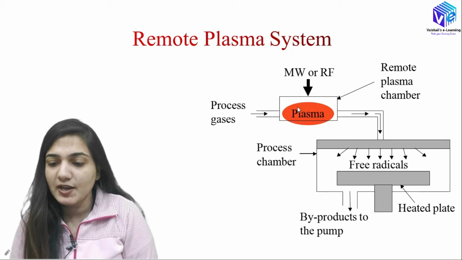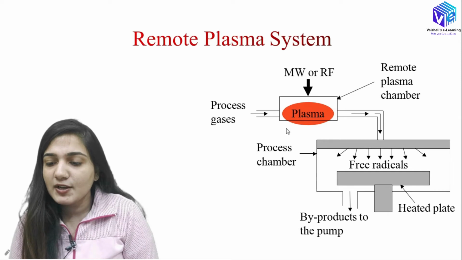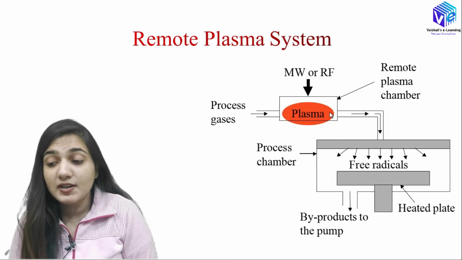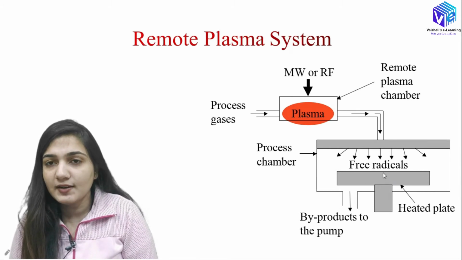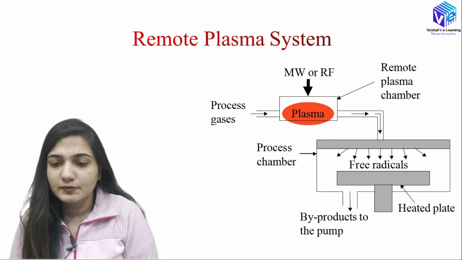Here we are having the process gases which are going here. We are giving the RF power to sustain the plasma, and the free radicals are going here, and these free radicals are reacting on the surface of the wafer. Here we are using the heated plate so that the reaction rate will be faster. The free radicals react with the surface material, removing the surface layer, and the byproducts go towards the pump.